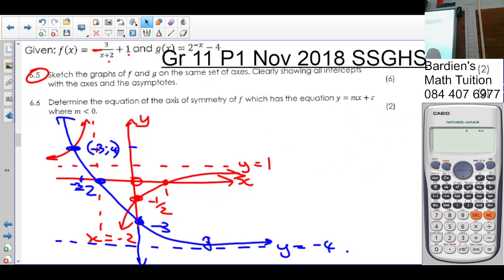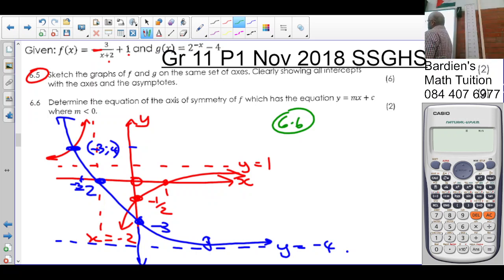In 6.6, the question says determine the equation of the axis of symmetry of f, where m is less than 0, which means m is negative. There are two axes of symmetry: y is equal to x plus c and y is equal to minus x plus c. So if m is less than 0, it is negative, so it's going through this point here. So it's that one there. Y is equal to minus x plus c.